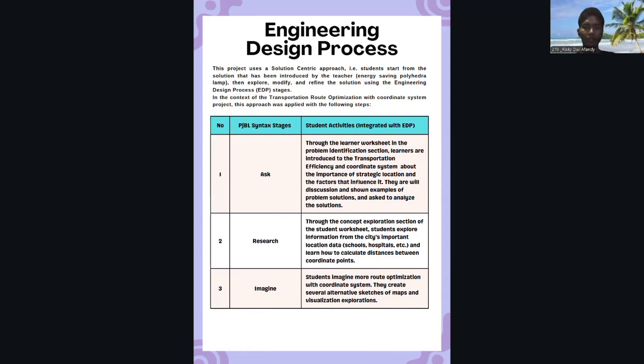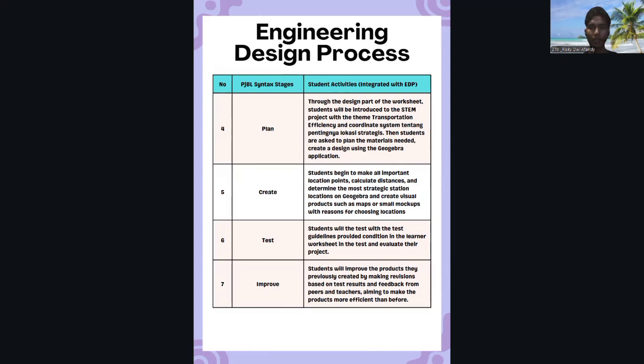Next is research. In this stage, students do concept exploration, exploring information about places like schools, hospitals, or other places of significance in the city. Next is imagine. Here, students imagine more route optimization with a coordinate system. They will create their ideas here.